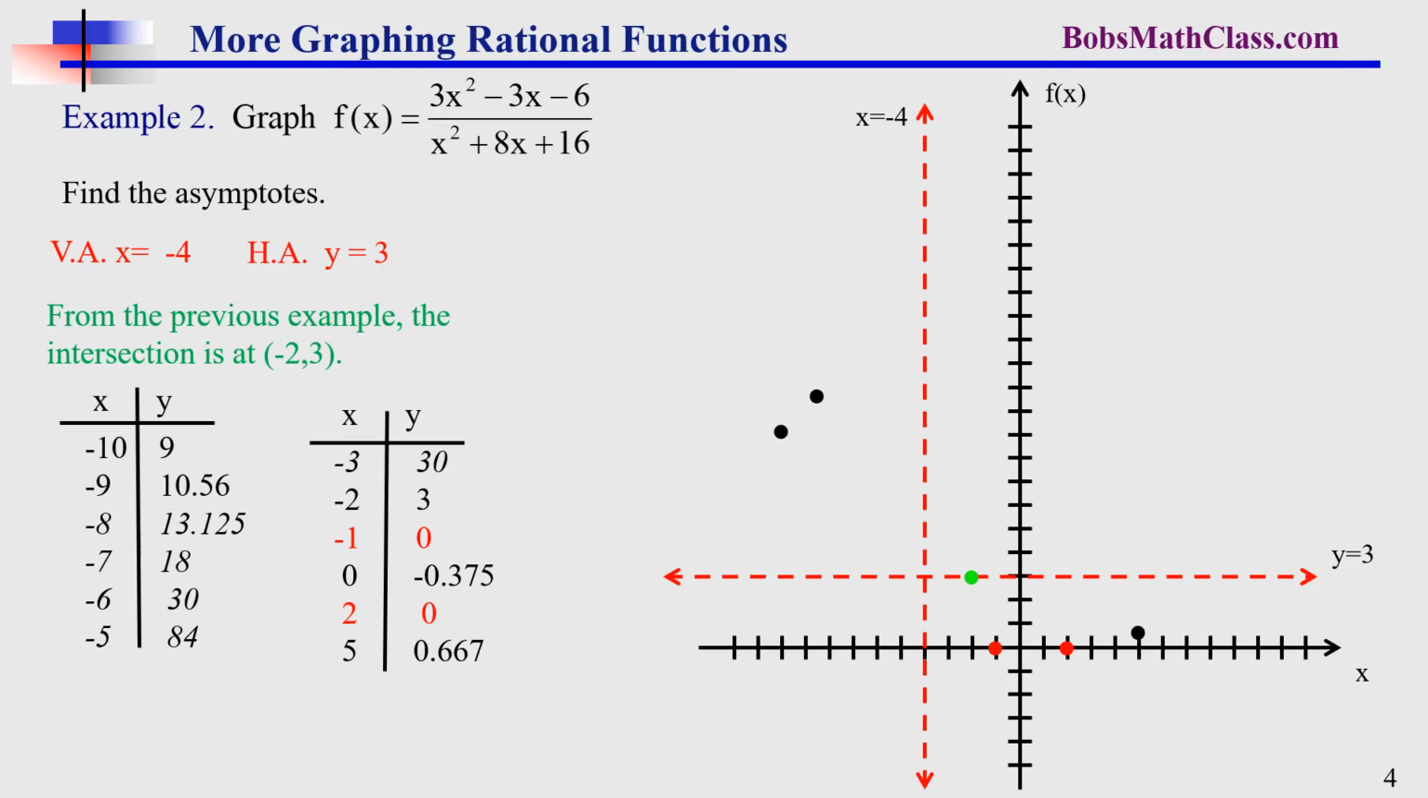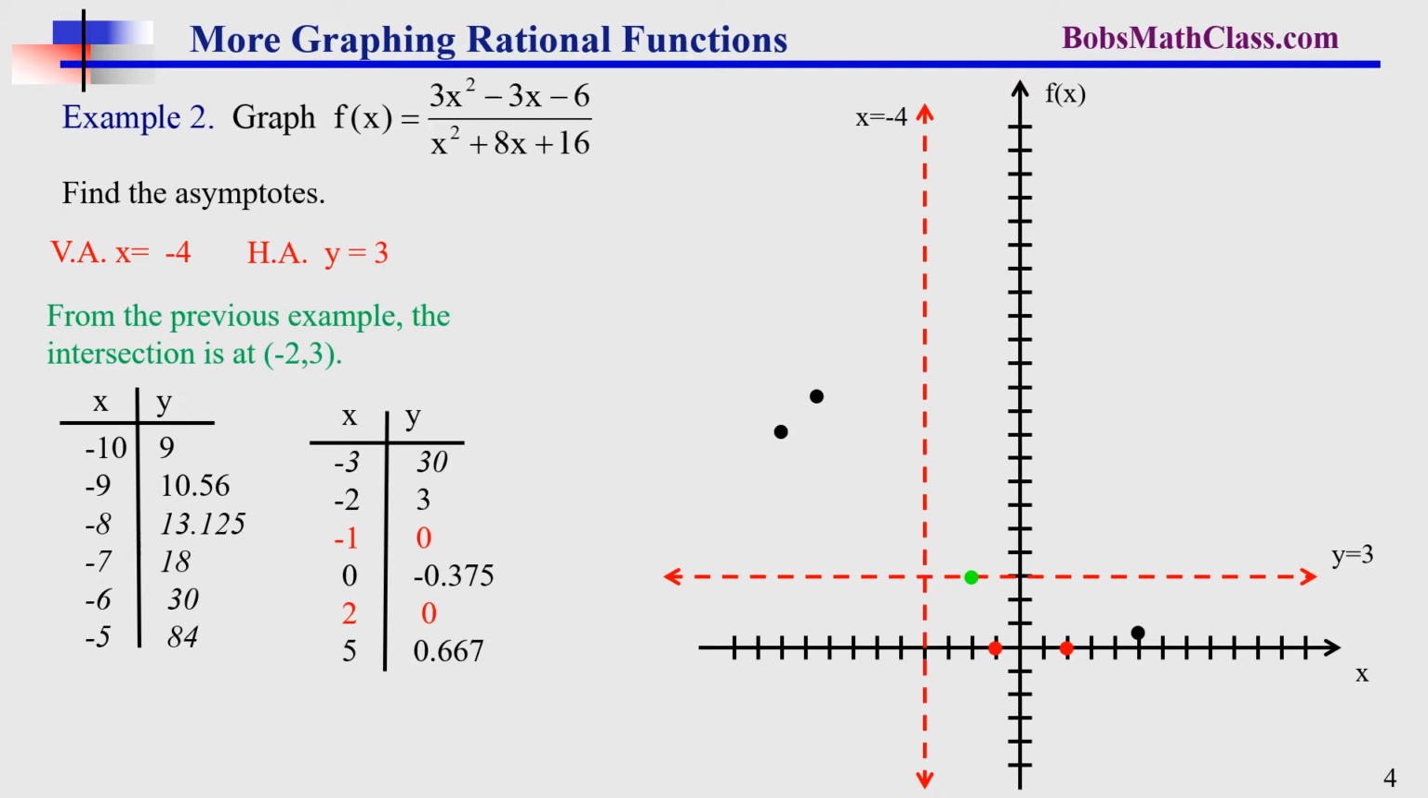To the right, what did I plot? I plotted the two in red, which are my x-intercepts. I thought those were kind of cool. So let's plot those, (-1, 0) and (2, 0). And what else do we plot? (5, 2/3), so 5 and a little bit up. And (0, -0.375). I didn't put a dot there, but we know that it goes about just underneath the x-axis.